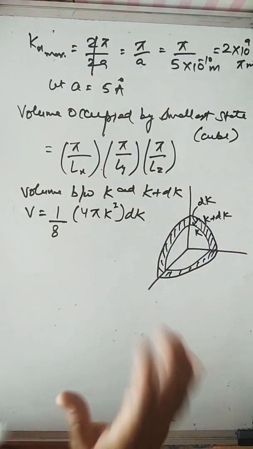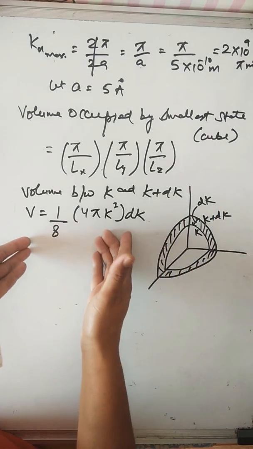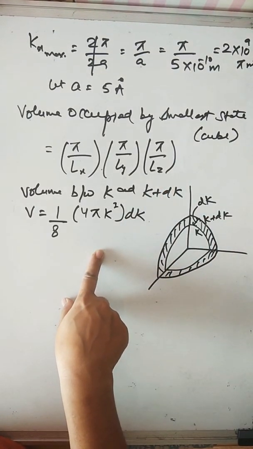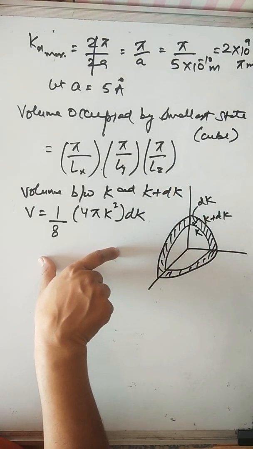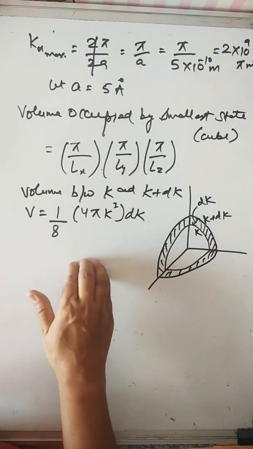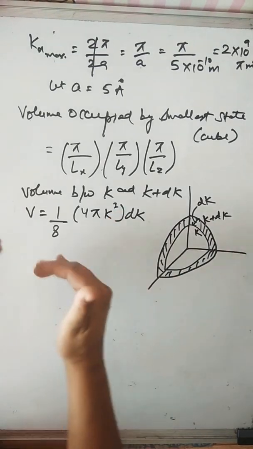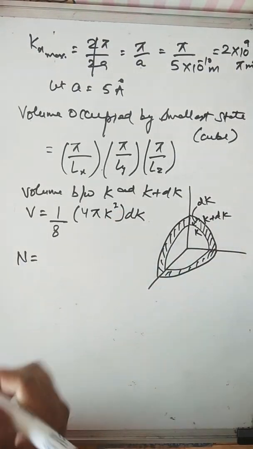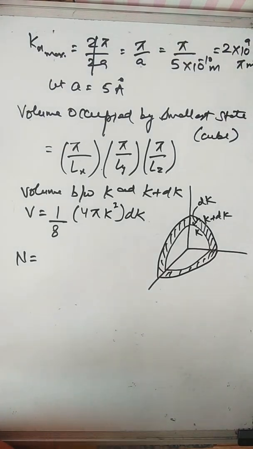How can we find that out? The number of points will be the total volume divided by the volume occupied by one state. That's how we will be calculating it. So in the next lecture we'll be going further, continuing and finding out the number of points lying between k and k plus dk. Okay, thank you.